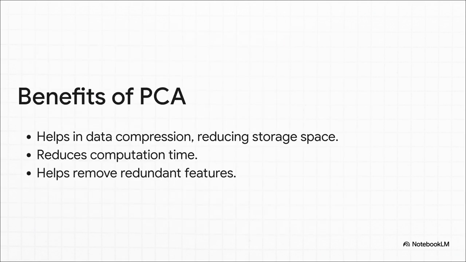And the benefits here are huge. When you use PCA, you can compress your data dramatically, which saves a ton of storage space. It makes your models train way faster because there's just less to compute. And, most importantly, it gets rid of those redundant features by packing their information into one powerful component. It's all about being more efficient and focused.